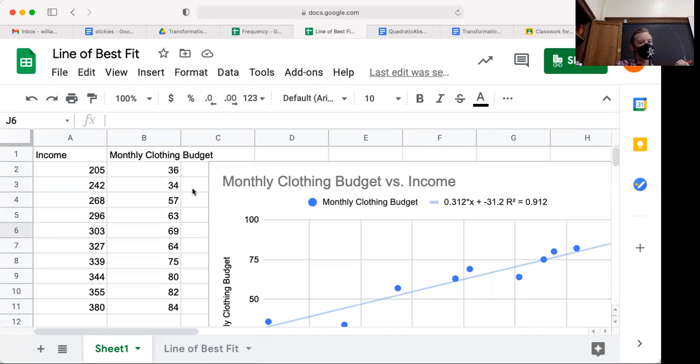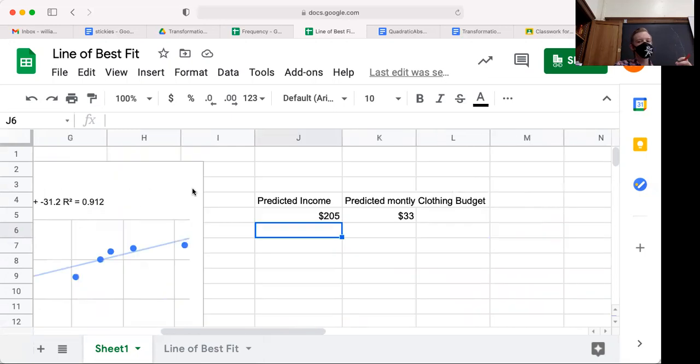Question? You got 32? Do you have these numbers in here for your equation? Interesting. I'll have to take a look at that. Other questions, other concerns?